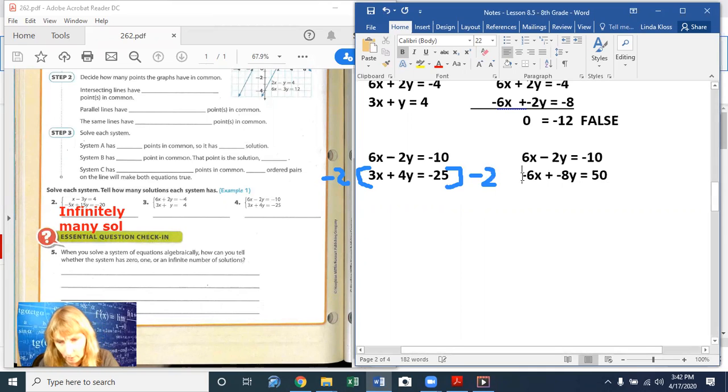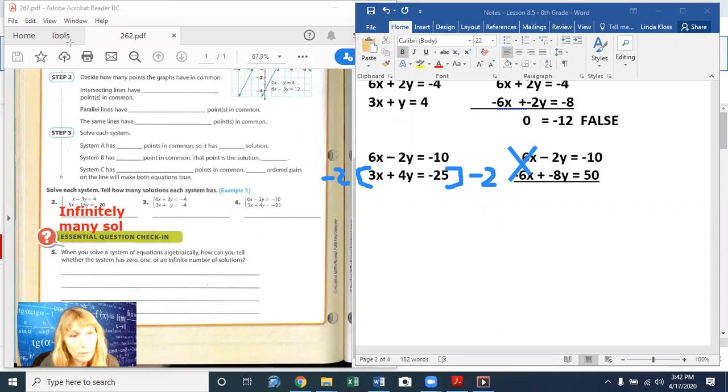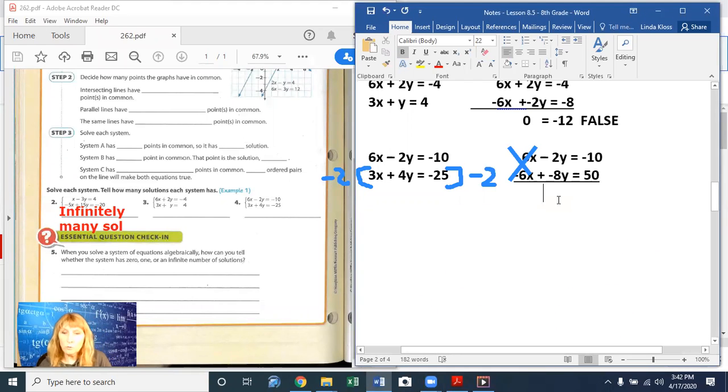And then I'm going to use the adding method of elimination to add these two equations together. And I will get 0 here. Let me just cross these off so you can see that we got 0. 6x and negative 6x will cross off. And then I'll be left with negative 2y and negative 8y. Adding together, that'll give me negative 10y equals, I have negative 10 and positive 50, positive 40.